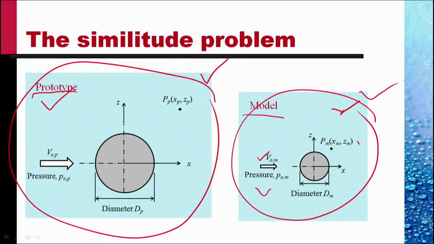This, in brief, is the basic problem, the core problem that we will deal with in this course: to find the modeling rules and to find the prediction rules. Modeling rules so that the two problems are similar, and the prediction rule so that we can make the required prediction.